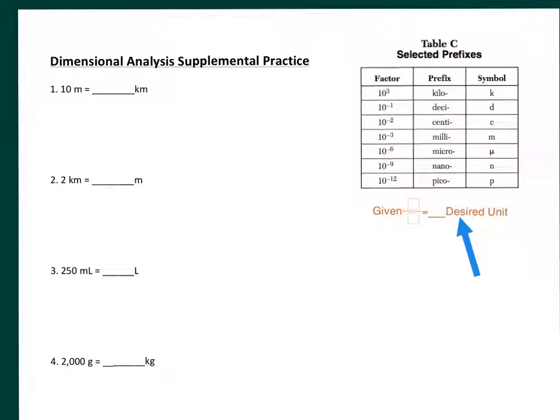Now, with the sheet that I've created for you, which you hopefully have printed off or are looking at somehow, I want you to take a look here at the table that I've included for you. It's table C right from your reference table, and it includes everything that we need to know in order to convert from metric unit to metric unit. All right? Now we've got the symbols, we've got the prefixes, and we've got the conversion factors.